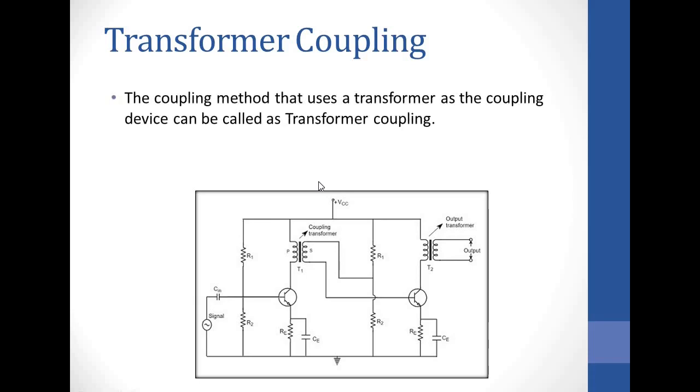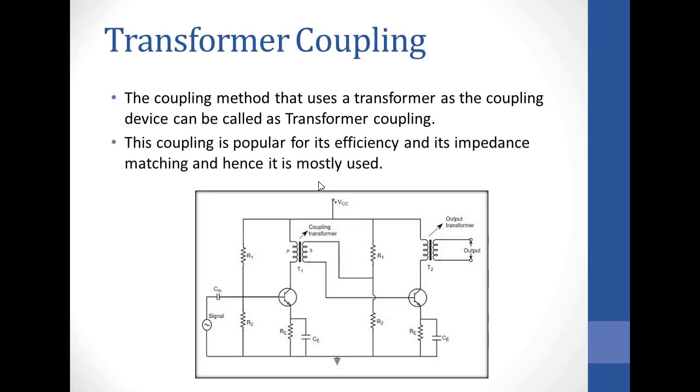This coupling method uses the transformer as the coupling device. It is also popular for its efficiency and impedance matching. The transformer has got what we call the primary impedance and secondary impedance. So you can connect it in such a way that the secondary impedance matches with the base impedance of this transistor, and the primary impedance matches with the output of this transistor.